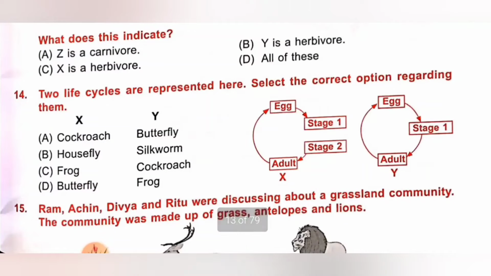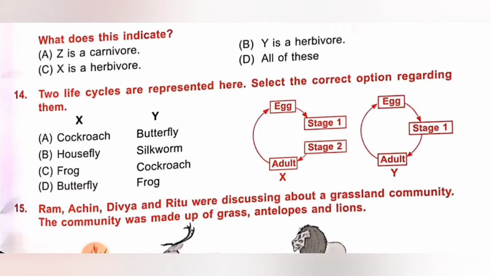Fourteenth one. Two life cycles are represented here. Select the correct option regarding them. So please refer to the given life cycle, dear kids. Option A, X is cockroach, Y is butterfly. Option B, X is housefly, Y is silkworm. Option C, X is frog, Y is cockroach. Option D, X is butterfly, Y is frog.